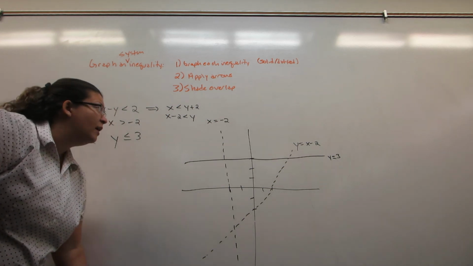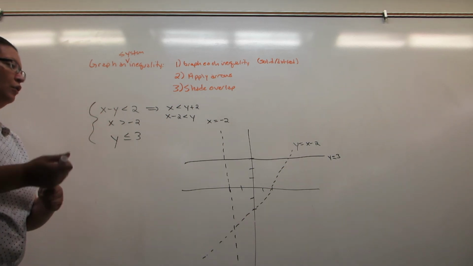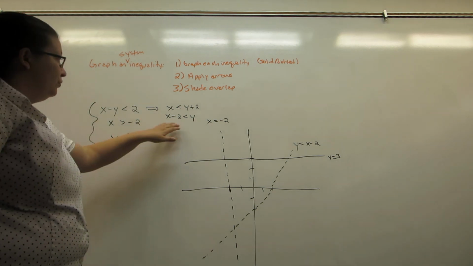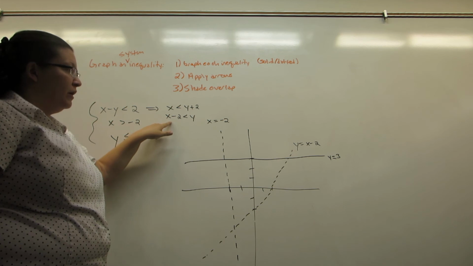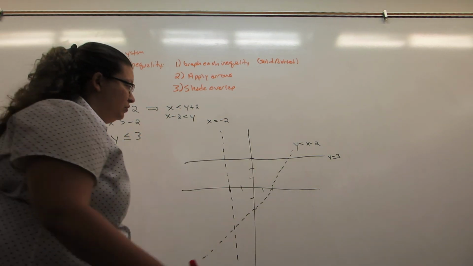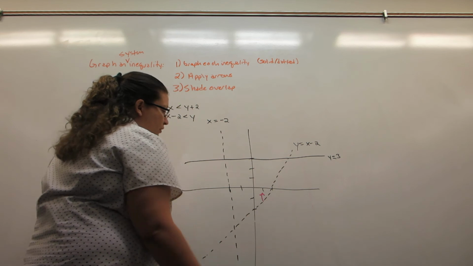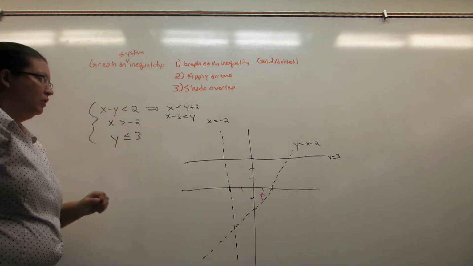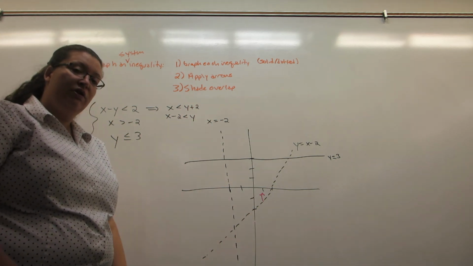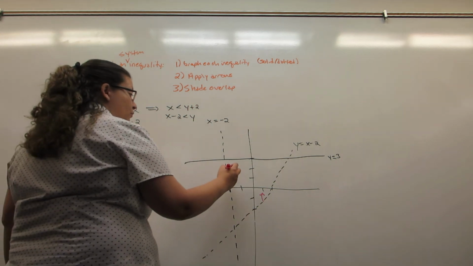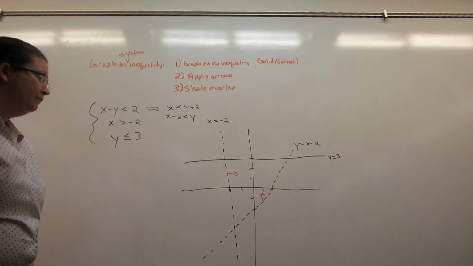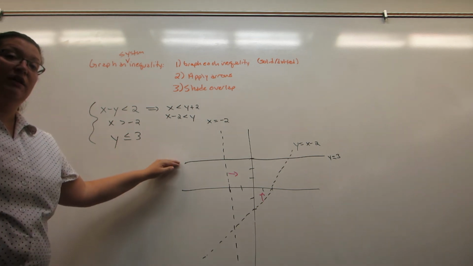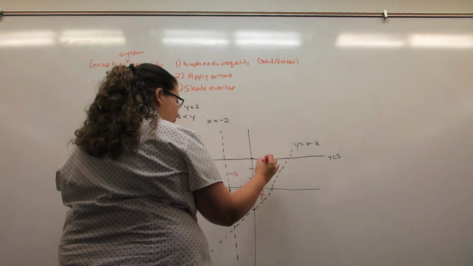Now, okay, I'm going to proceed to step 2, which is I'm going to go to each one and indicate which direction I would shade. So for y greater than x minus 2, I need to go to the x minus 2 line, and I would want to shade the greater than side or above it. For x is greater than negative 2, I'm going to go to x equals negative 2, and I want to shade the greater than side, which for a vertical line is to the right. And finally, for y is less than or equal to 3, I go to this line and I want to shade the less than side, which is down.